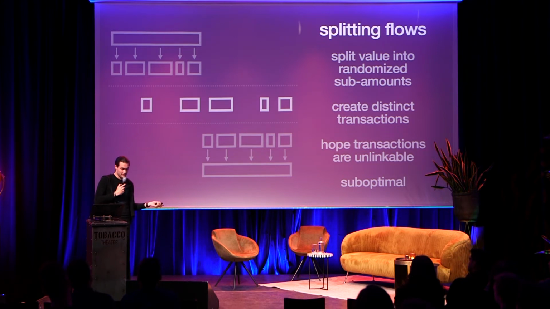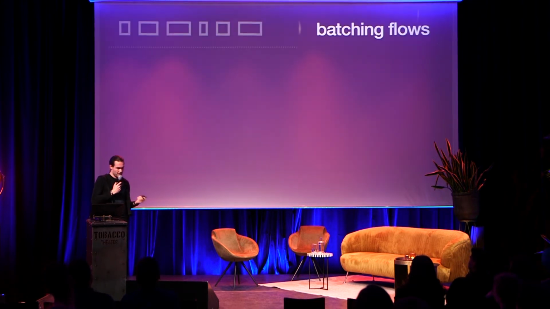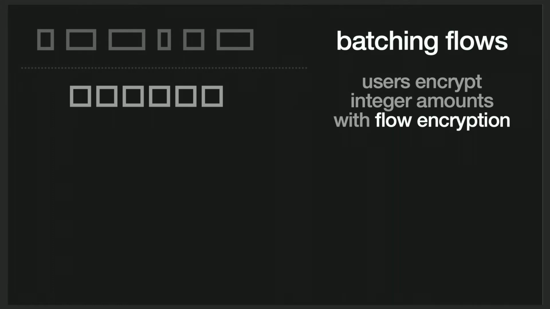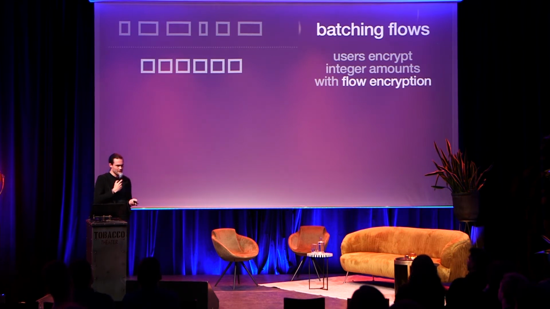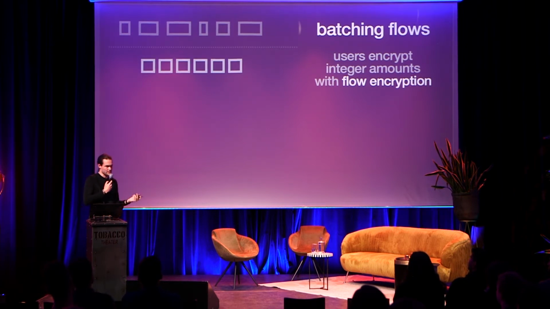And so the second class and alternative is batching flows. So here, instead of having just one user, let's say we have a bunch of different users with different values, and they're going to encrypt all of these integer amounts using a primitive that we've started calling flow encryption. You can think of this as basically a sort of spicy additive homomorphic encryption. And the reason to pick a different name for it is that once you start thinking about how to integrate this into a blockchain, you come up with a long list of extra properties that it has to have in order to function as part of a system. And at that point, it's better to have a distinct name for the concept.